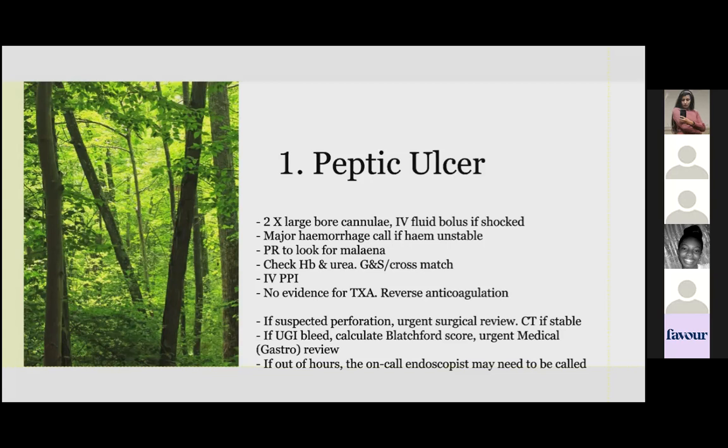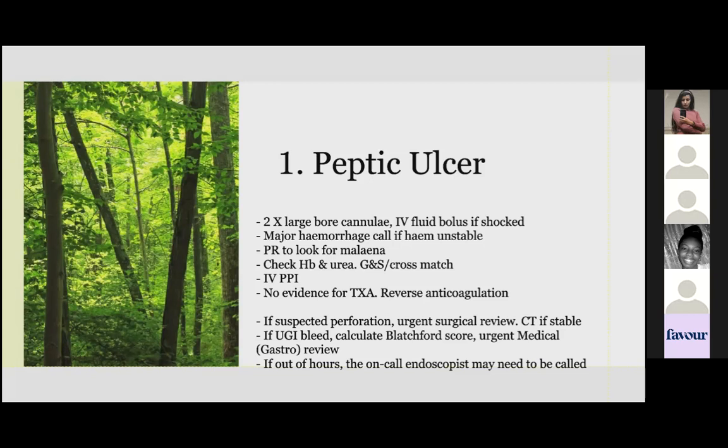And investigation-wise, you need to check their hemoglobin, and you should also look at their urea level. So urea goes up with upper GI bleeding because it basically is the equivalent of eating a really high protein meal. And one of the breakdown products of protein is urea.